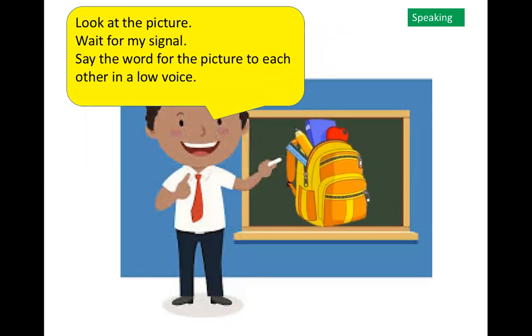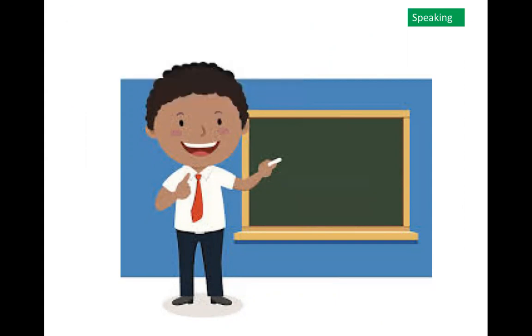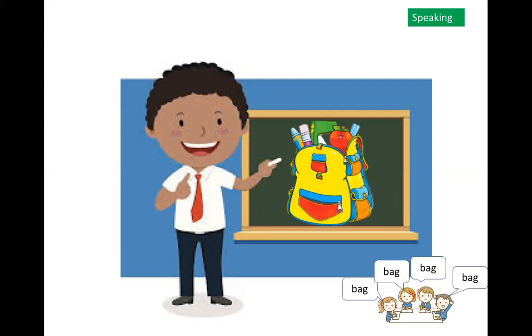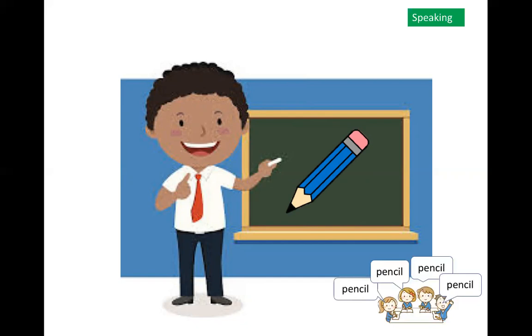The teacher puts up the picture, waits 2 to 3 seconds, and the kids will say, bag. The teacher will put up a picture. Notice it's a bag again, but it's a different picture of a bag. And the kids will say, bag. Let's try it. The teacher puts up a picture, gives a signal after 2 to 4 seconds, and the kids will say, pencil.